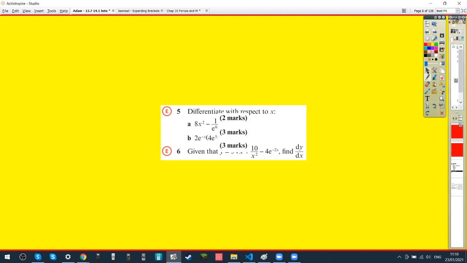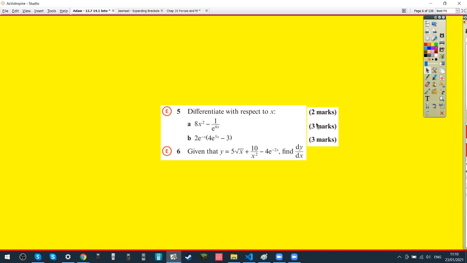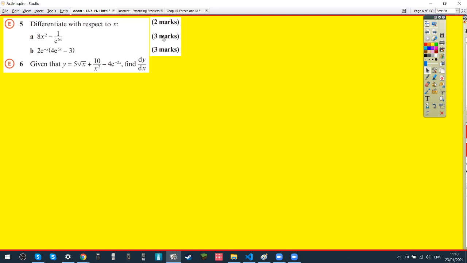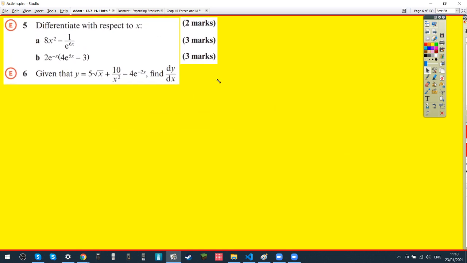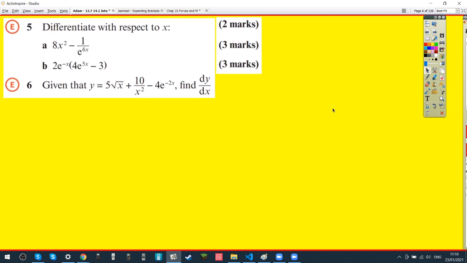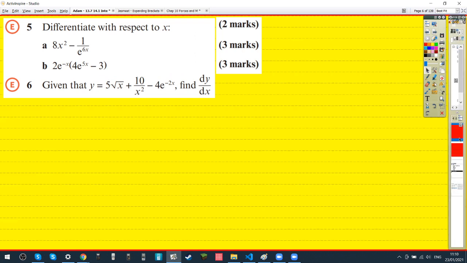Alright. Bunch of malarkey. Let's see. Differentiate these. Alright, let's try it. Any idea about this?